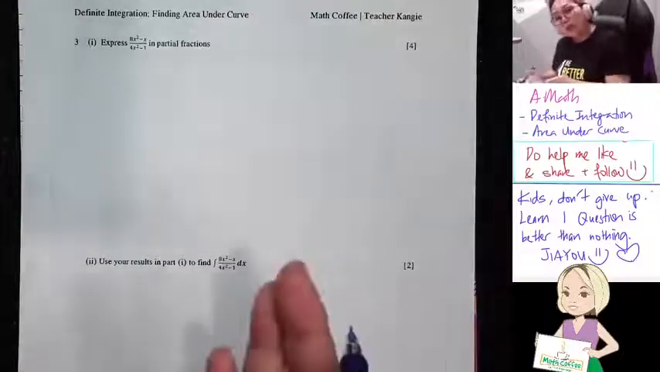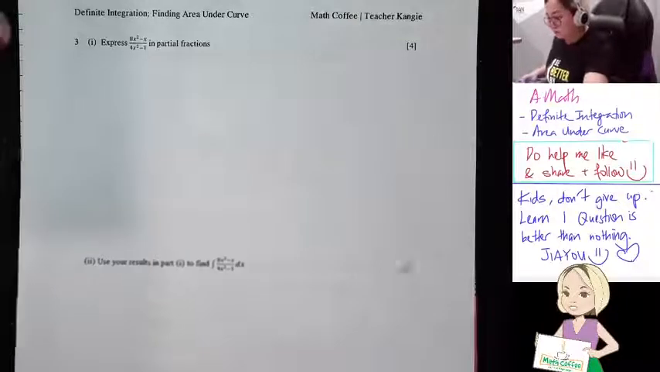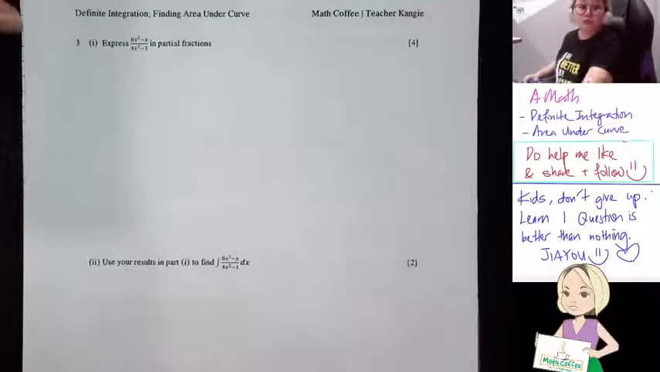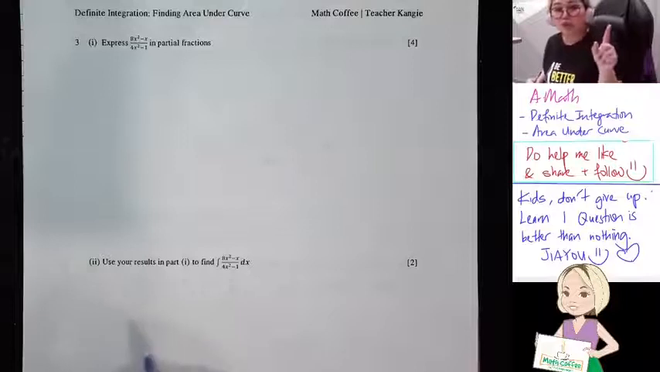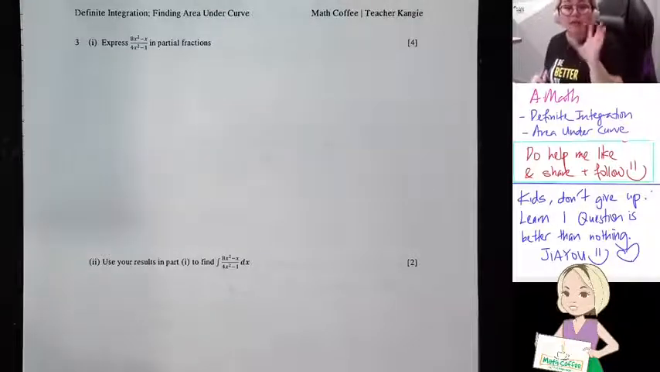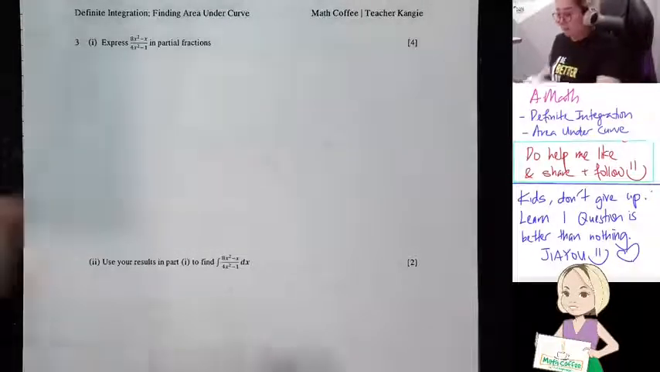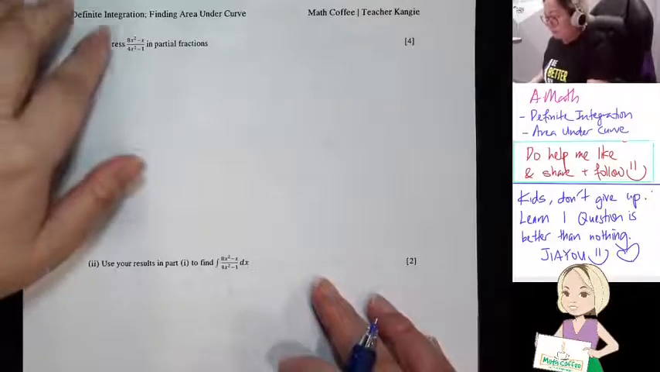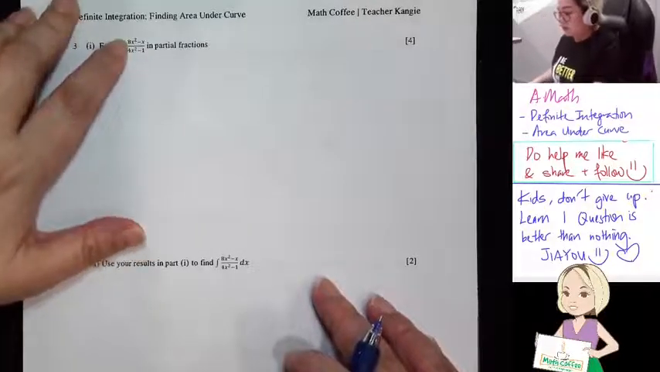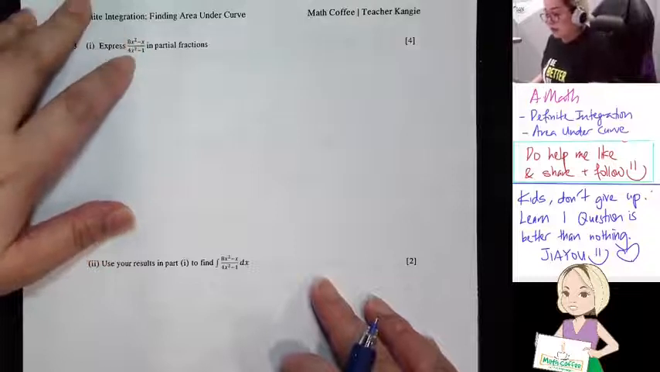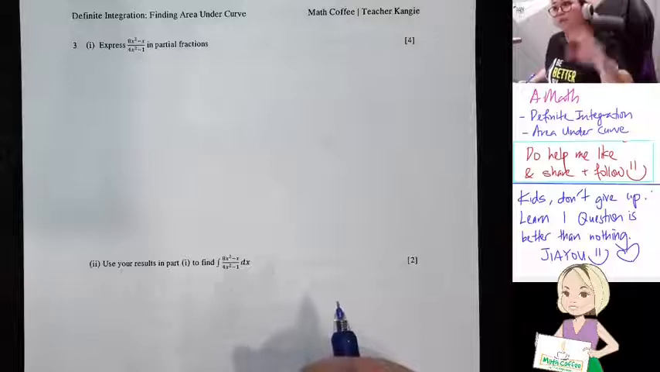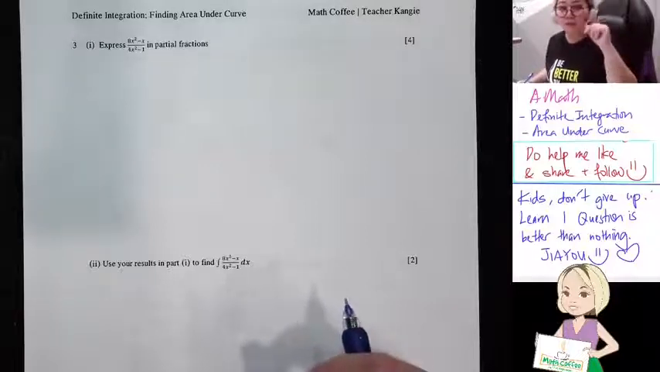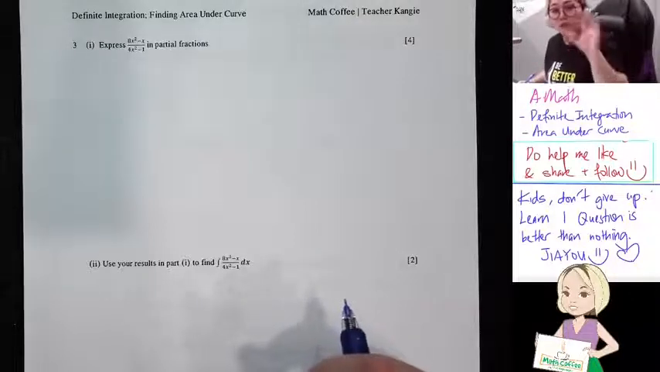So here is one sample, one example. It is also a good time for you to recap how to do partial fraction. Every time with partial fraction, the first thing you need to check is whether it is an improper fraction or not. Okay? So let's check the degree. Look at the numerator. My highest degree is 2. The denominator highest degree is also 2.